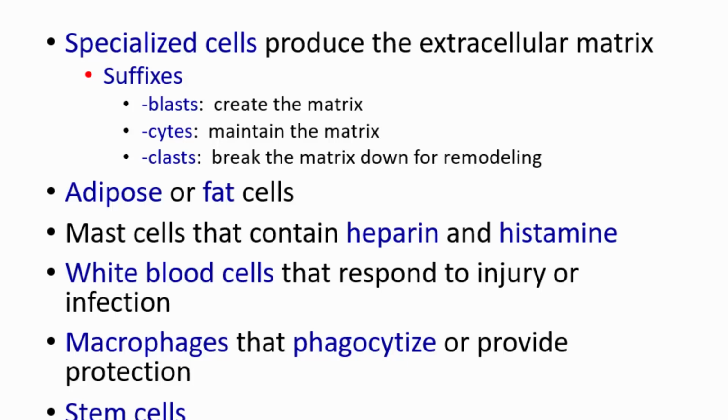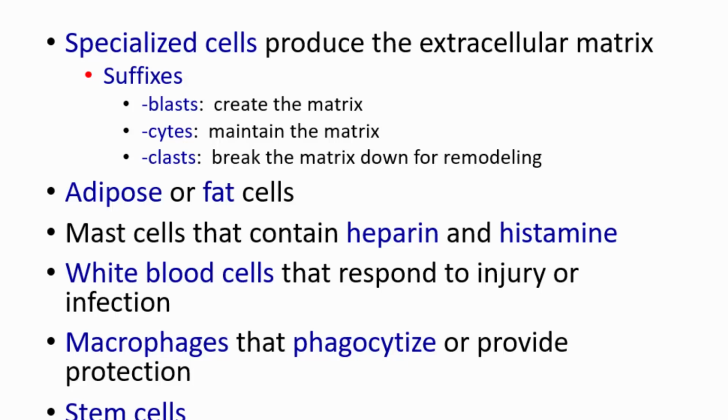And now there's going to be specialized cells that produce the extracellular matrix. And the suffixes we're going to see are blasts, cytes, and clasts. Now, blasts make things. They create the matrix. If it makes bone, what would we call it? Well, the prefix for bone is osteo. So a cell that would make bone would be called an osteoblast.